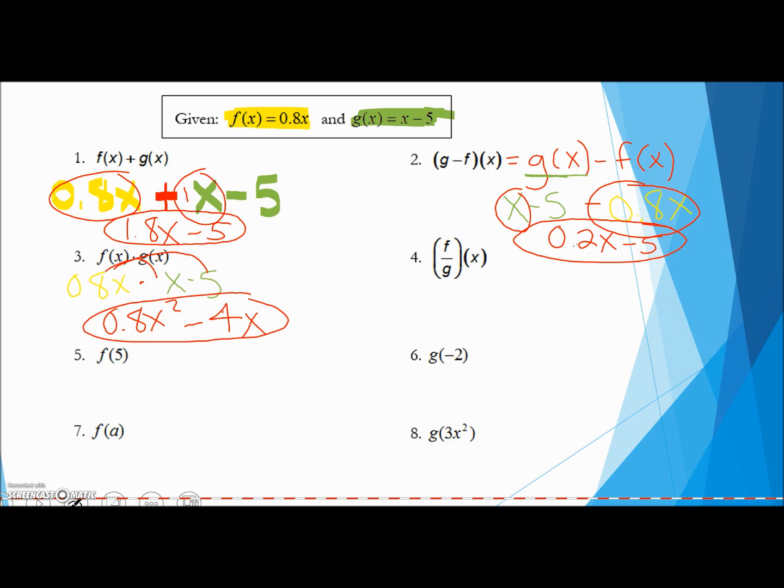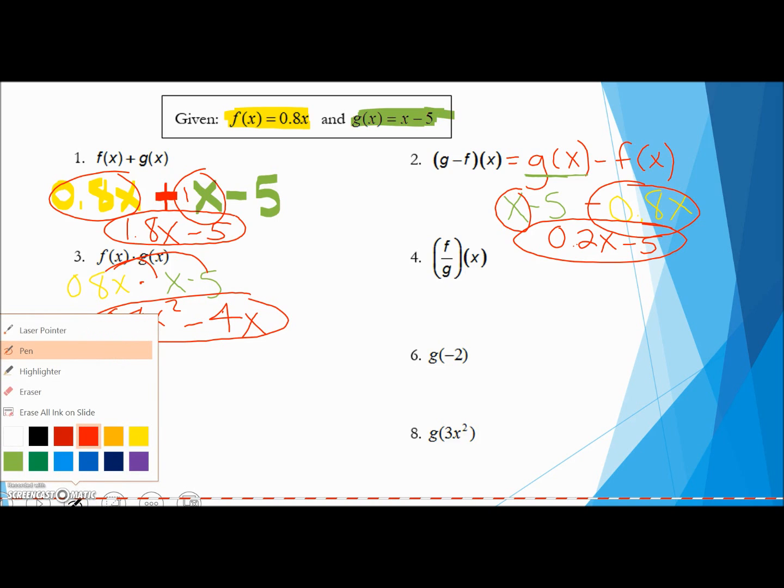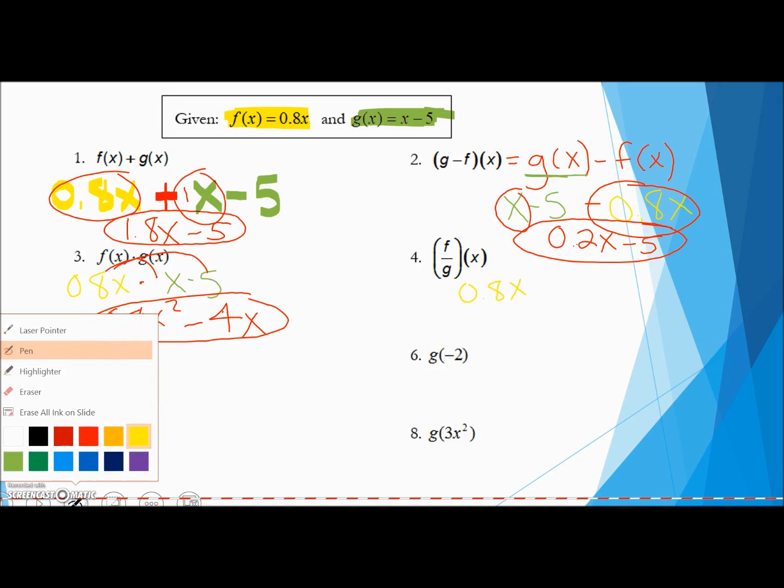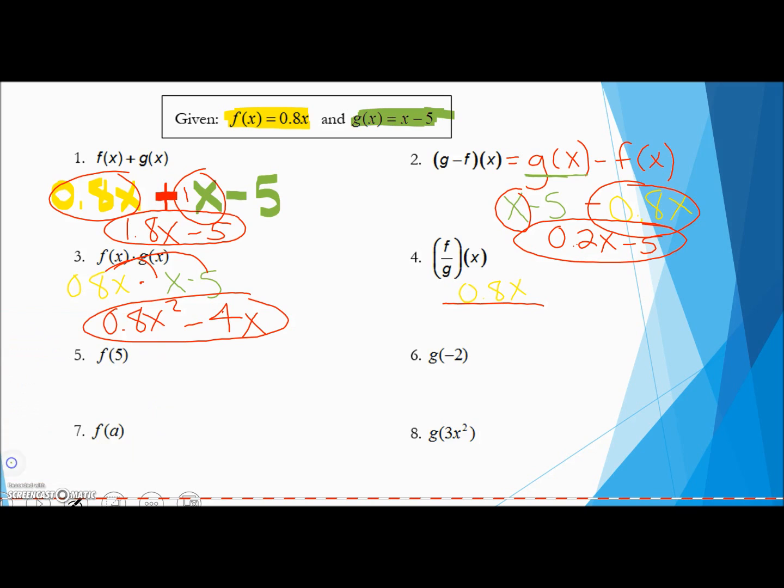Number 4, I'm taking f of x and I'm dividing by g of x. So I'm taking 0.8x and I am dividing by my g of x, x minus 5. And so this one, you have to think back a couple units where you can only cancel things out if they are matching binomials or trinomials. And since we have a monomial up top and a binomial down bottom, that is my final answer.